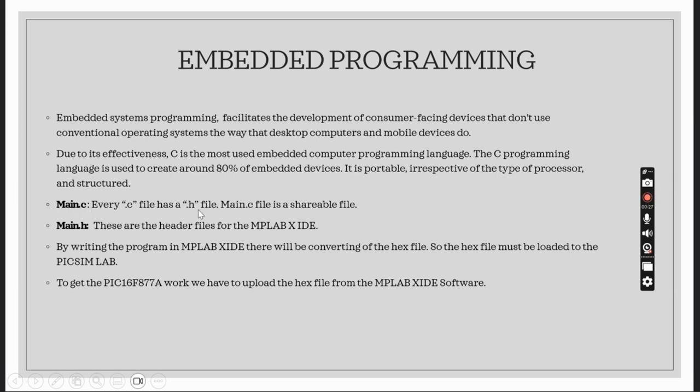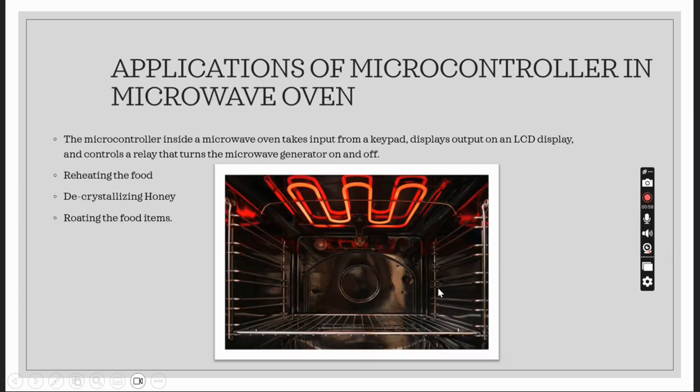Main.c. Every C file has a H file. Main.c file is a shareable file. Main.h. These are the header files from the MPLAB X IDE. By writing the program in MPLAB X IDE, there will be a conversion to a hex file. So the hex file must be loaded to the PIC Simlab to get the PIC 16F877A to work. We have to upload the hex file from the MPLAB X IDE software.